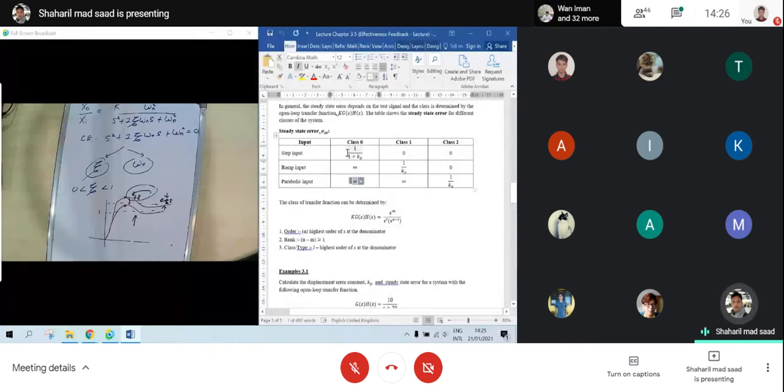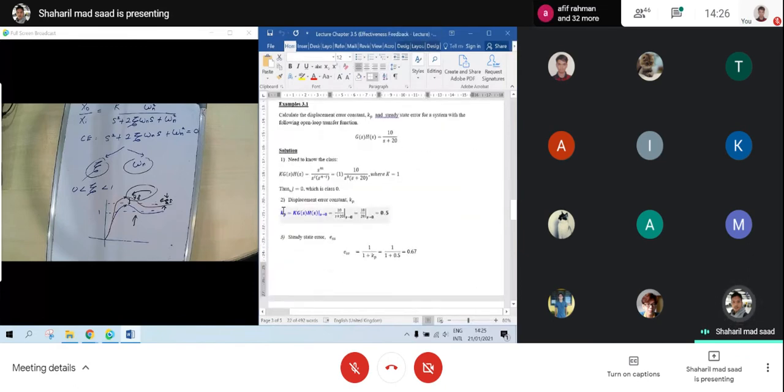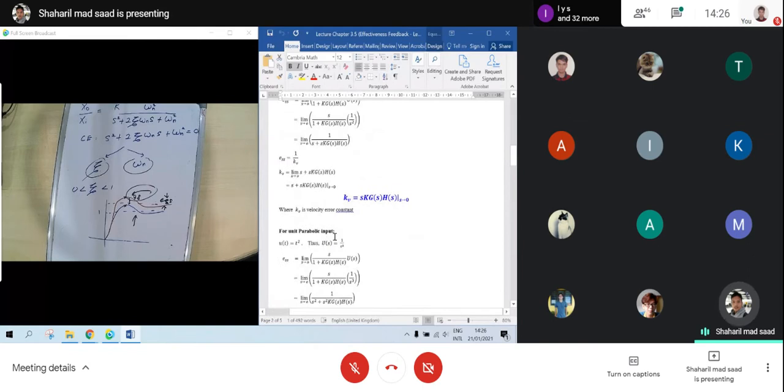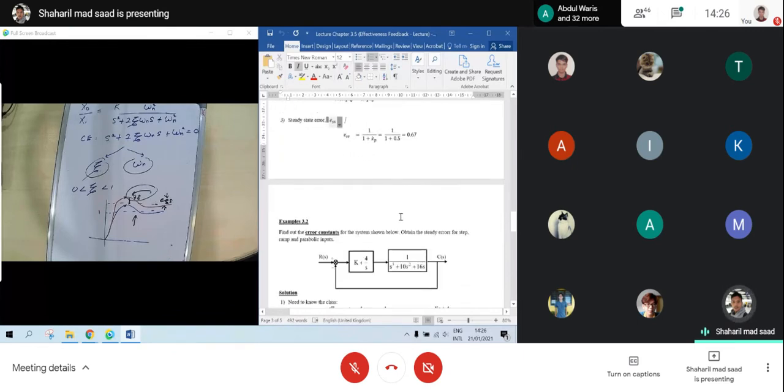For the step input here we got the value for the class 0, and for the step input for the class 1, of course the error will be 0, but this is only the guideline. If you want to find it, you need to do it like this. You need to find K times G times H, and then you put it equal to 0 in that equation. Then you can find the Kp, and then you can find the steady state error, so 1/(1 + Kp), for example.